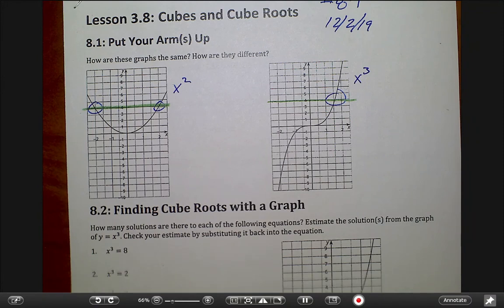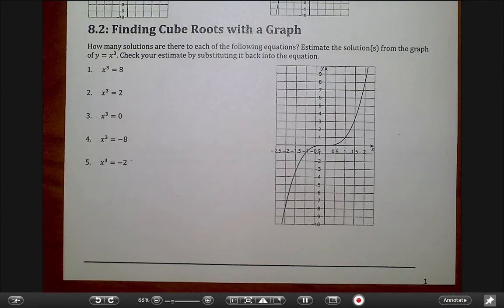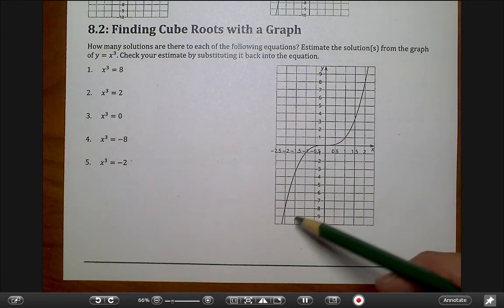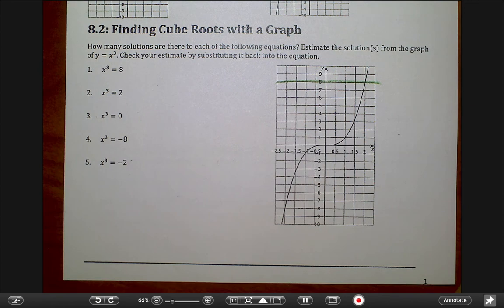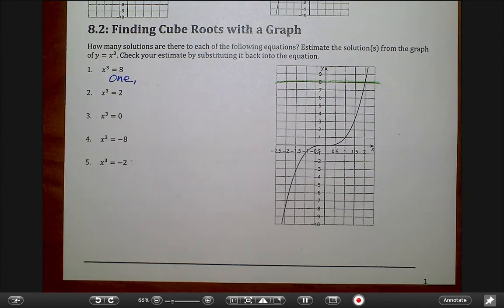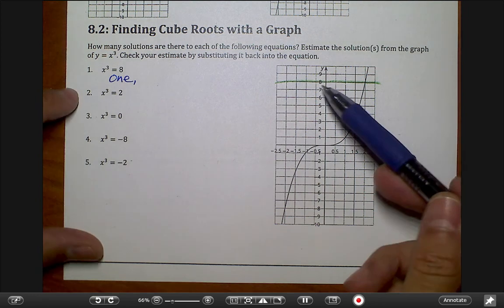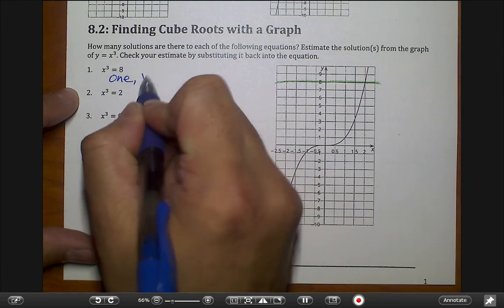All right, so now given that much information, we're going to do the same thing with this one here. So I'm going to start off with my 8. This is a graph of a cube root. Here's 8. How many solutions do I have? Very good. I have one solution. And what is my solution going to be? Look, right here, it is going to be 2. So x equals 2.